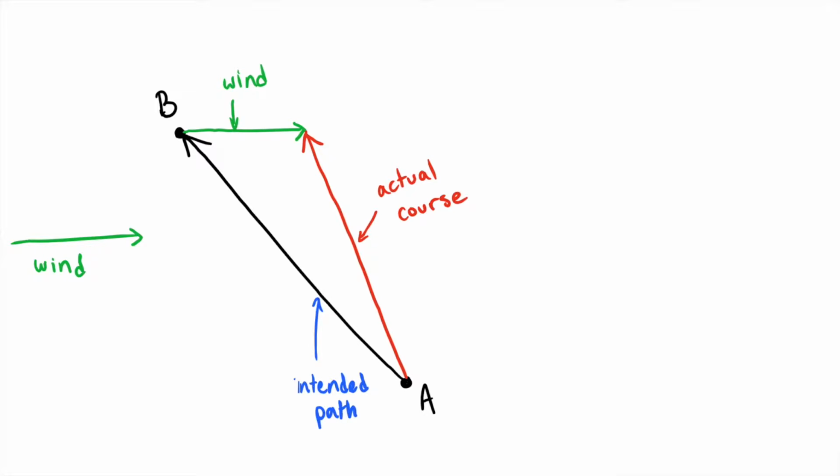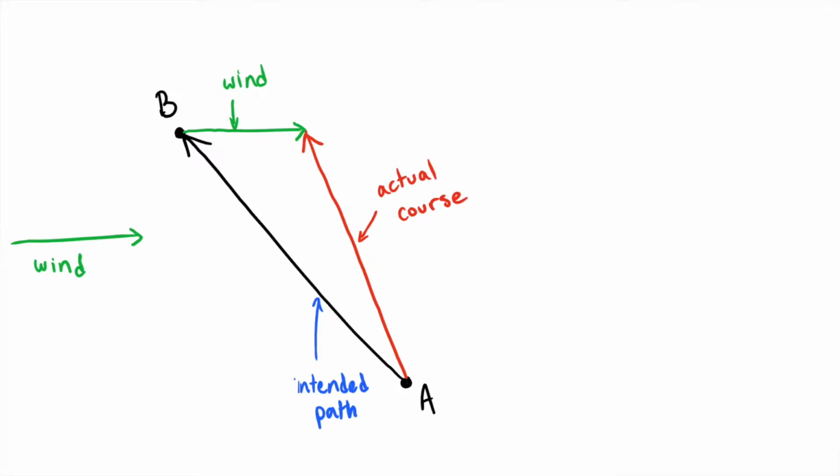So what's happening here is as the plane tries to fly directly from A to B, the wind is progressively nudging it further and further off course, pushing it onto that red course, which puts it a little bit further east from where City B actually is.